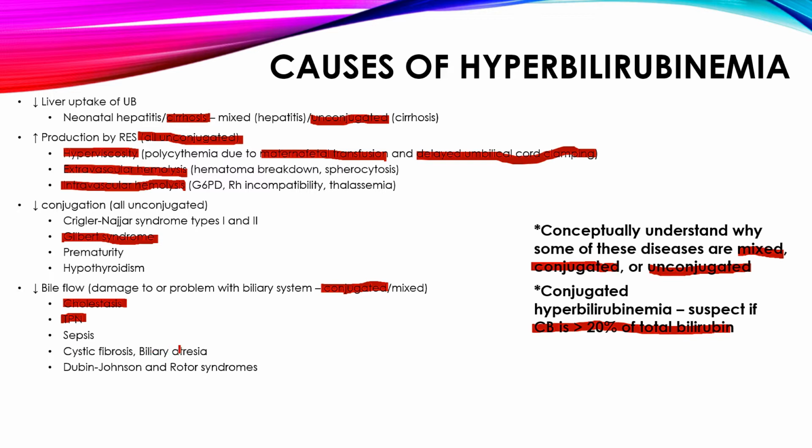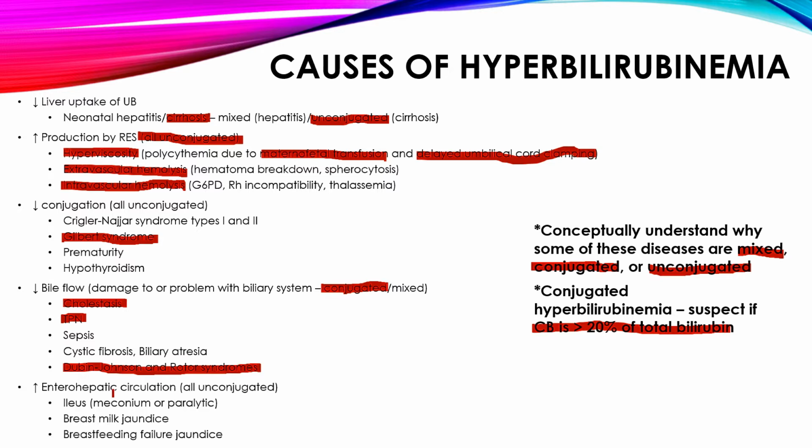And next are cystic fibrosis and biliary atresia. They damage the bile ducts. We've talked about what happens if you damage the bile ducts. And Dubin-Johnson and Rotor we're going to talk about in detail a little bit later. But these are inherited defects that prevent you from transporting the conjugated bilirubin into the bile ducts themselves. And we'll talk about that later.